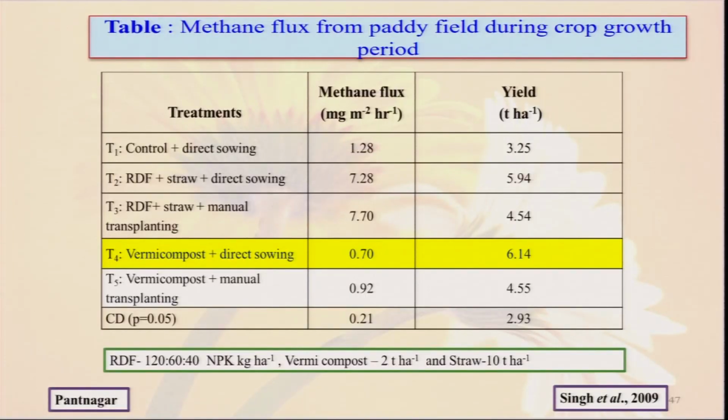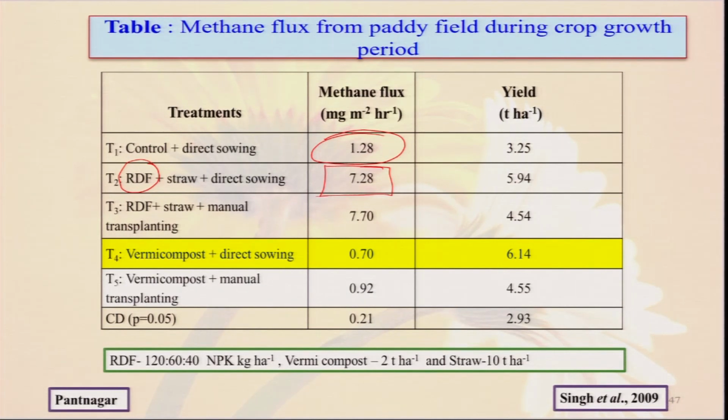This is also the methane flux prediction. One experiment has been done, and if you see, what is methane? Methane is also a greenhouse gas. This is emitted from rice if there is too much water stagnation for a particular period of time. In the control, where we are not using any vermicompost and other things, the methane emission is 1.28. While in the case of straw and direct sowing, where you are giving RDF, the recommended dose of fertilizer, a very high amount of methane is emitted, 7.28 milligram per meter square per hour.